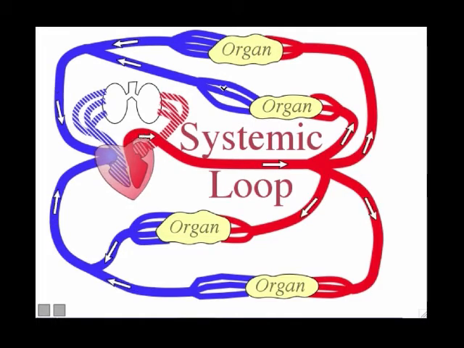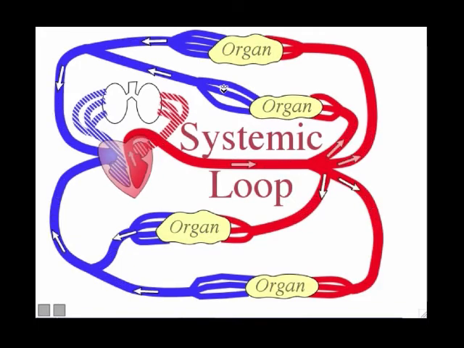So there's the systemic loop and the pulmonary loop. In regards to which one's bigger, I think you can guess: the systemic loop is much bigger than the pulmonary loop. The pulmonary loop only has to go from the heart to the lungs and back, and the heart and the lungs are right next to each other in your thoracic cavity, so that's just not a very big loop. But the systemic loop has to go from the heart throughout pretty much your entire body. It goes to all the organs and then back, so the systemic loop is pretty much the size of your body.